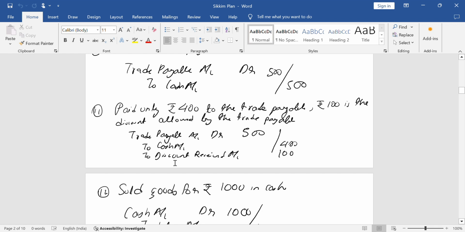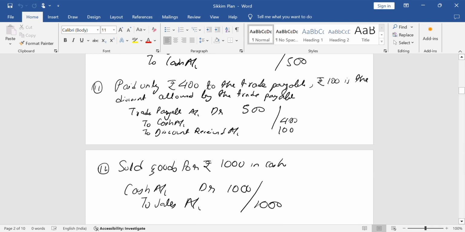And then we have this new account, discount received account. Discount received account is an income account. When income increases, we have to credit it. As discount is something which is in the nature of income for you, so it is credited.